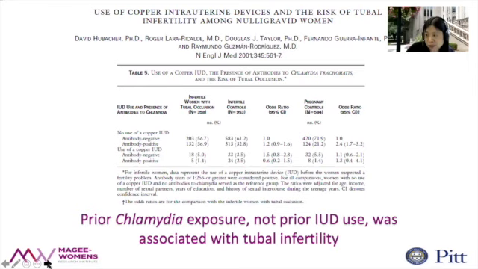And to answer the question about whether IUDs are associated with infertility, this was actually a very well-designed case control study that included nulligravid infertile women with and without documented tubal infertility and primigravid pregnant controls. They demonstrated that prior chlamydia exposure, as demonstrated by presence of antibodies to chlamydia and not prior IUD use, was associated with tubal infertility. Thus, in this well-designed case control study, use of a copper IUD was not a risk factor for tubal occlusion in nulligravid women.